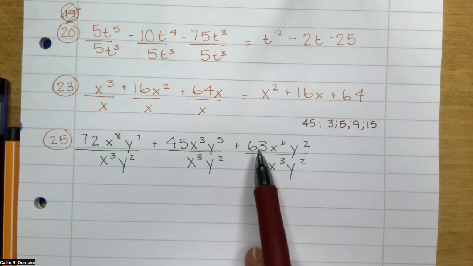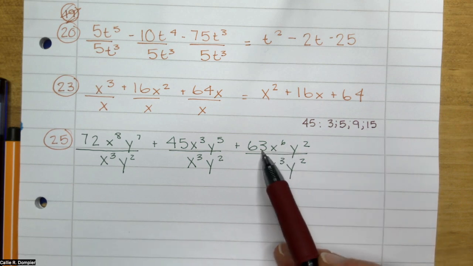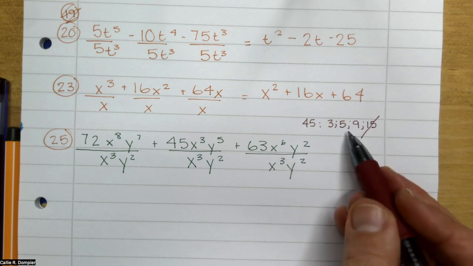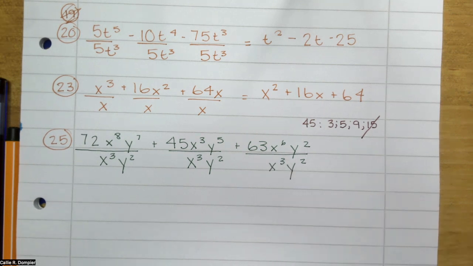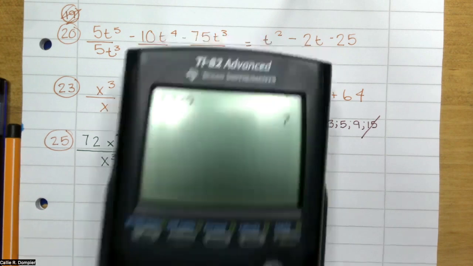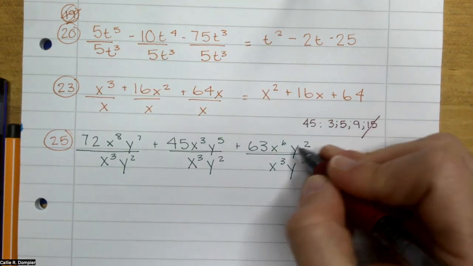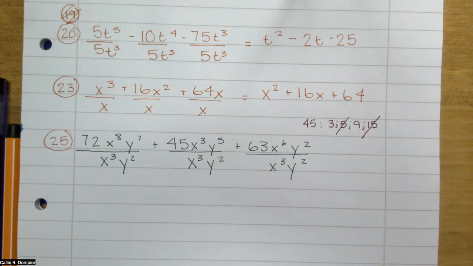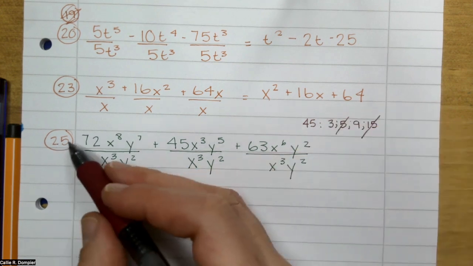Can I take 63 and divide it by 15? I don't think so, because that doesn't end in a 5 or a 0. Can I take 63 and divide it by 9? Let's find out, right? Or you already know. 63 divided by 9 is 7. So that one's okay. Can I take 63 and divide it by 5? I cannot. Can I take 63 and divide it by 3? I can. Good. All right, so now let's go over to 72.